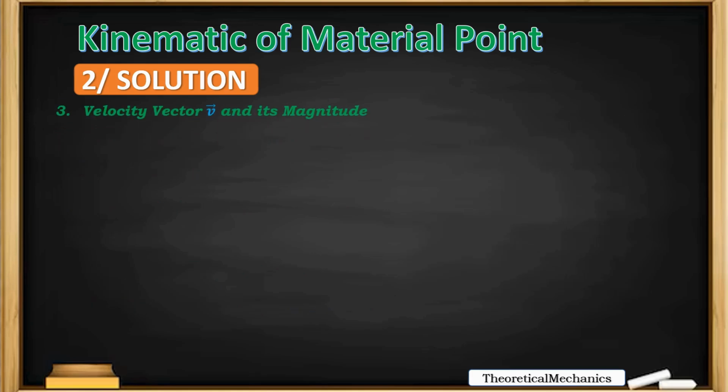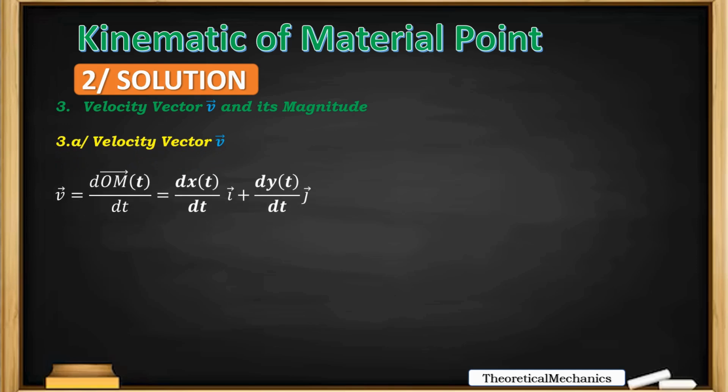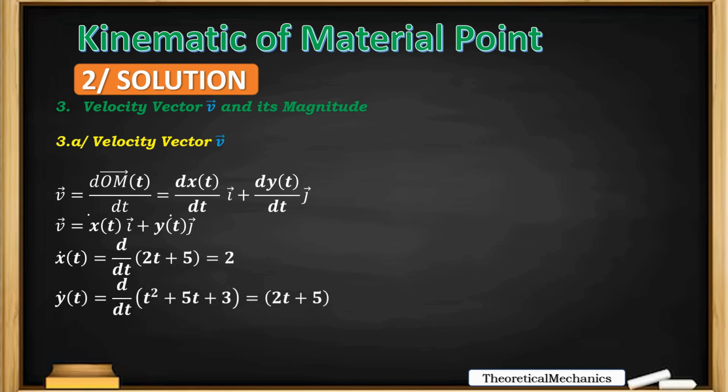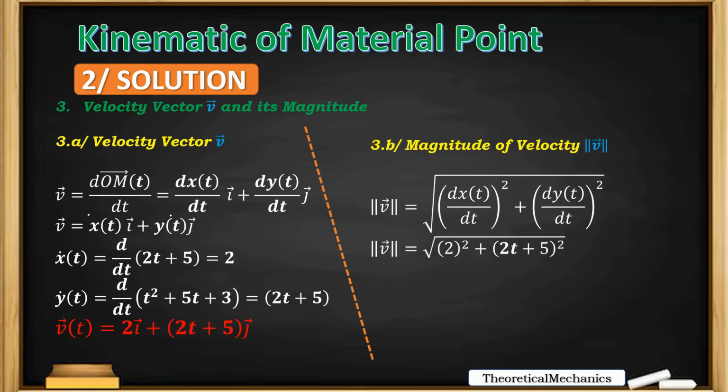Here we need to be more careful, as we need to determine two parameters, the velocity vector and its magnitude. The expression for velocity is always obtained by differentiating the position vector with respect to time. Therefore, in our case, after differentiation, v of t equals 2i plus 2t plus 5 j. From there, we can easily calculate the magnitude of the velocity by applying the formula for the square root of the sum of the squares of the two velocity components. After calculation, we will have the square root of 4t squared plus 10t plus 29.